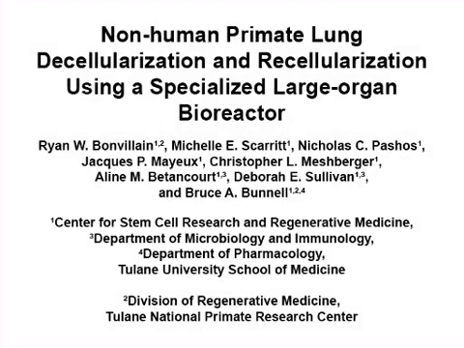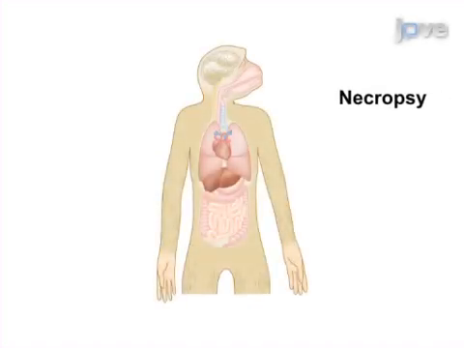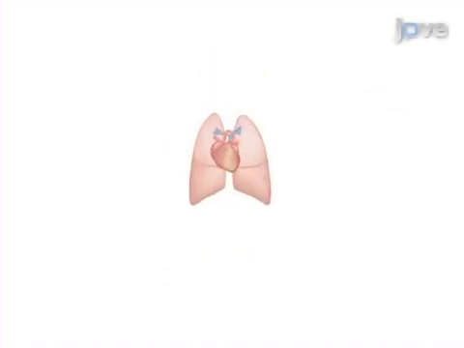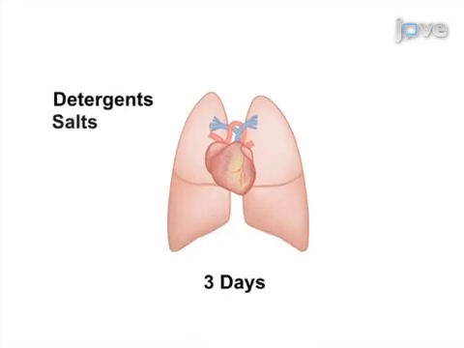The overall goal of this procedure is to isolate whole organ biological matrices from the lungs of rhesus macaques and to use these matrices as scaffolds for investigating lung tissue engineering applications. This is accomplished by first decellularizing whole rhesus macaque lungs with detergents, salts, and enzymes.